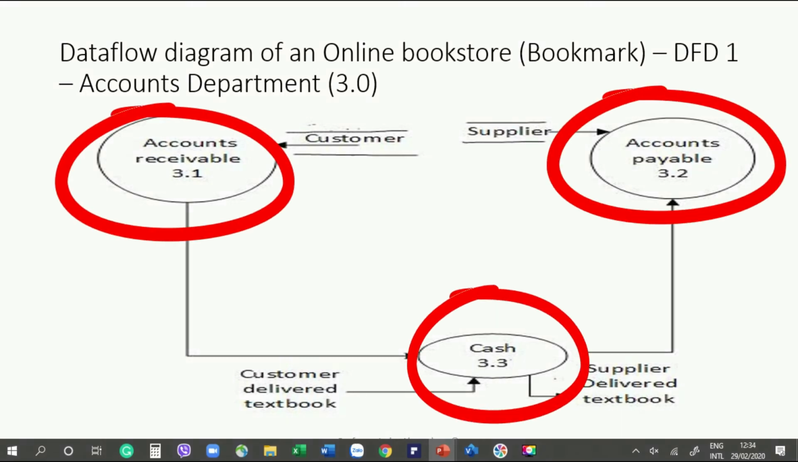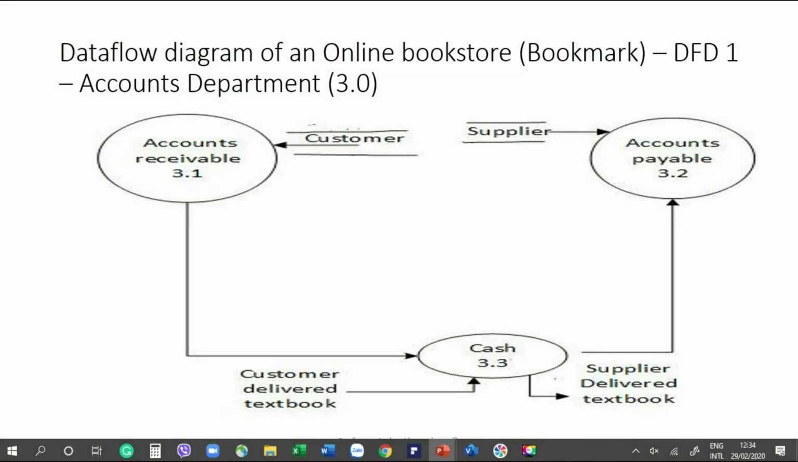The first one is the accounts receivable. With the accounts receivable, the customer data store gets updated, and then the second one is the accounts payable. With that, the supplier data store gets updated, and the third is the cash sub process, where cash is received from the customer and cash is paid to the supplier.